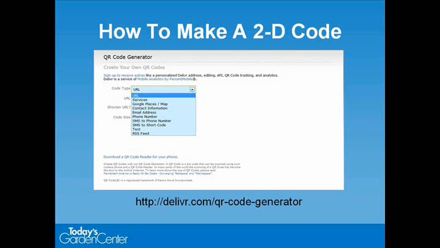If you're using Deliver, go to the website deliver.com/QR-code-generator and choose from the drop-down menu where you'd like the QR code to send your customer. Is it a website? If so, select URL. If you do this, make sure the site is optimized for mobile, since your customer will be using a smartphone. Or you can embed contact information, a phone number, or text.